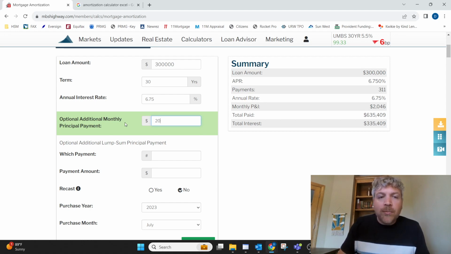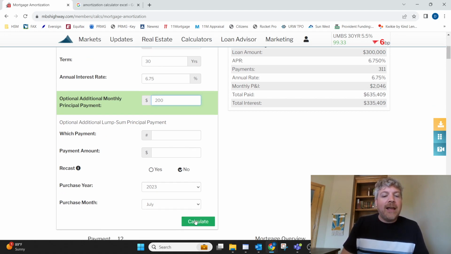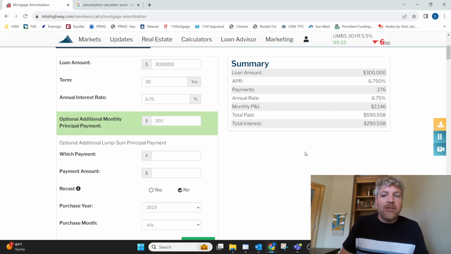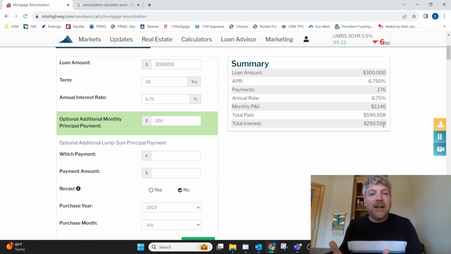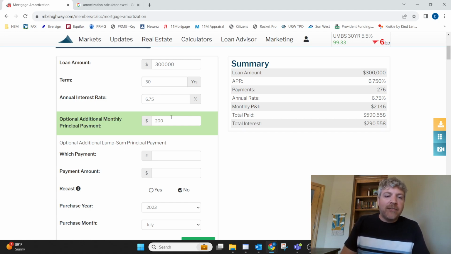So let's even take it one more step further and say if you put an extra $200 per month towards that payment each month, well, then it takes your 30-year mortgage down to about a 22-year mortgage. And instead of paying over $400,000 in interest, you are now paying $290,000. So it's a savings of $110,000 in interest over the life of the loan by paying an extra $200 per month towards that payment in this situation. So again, this is very powerful stuff.